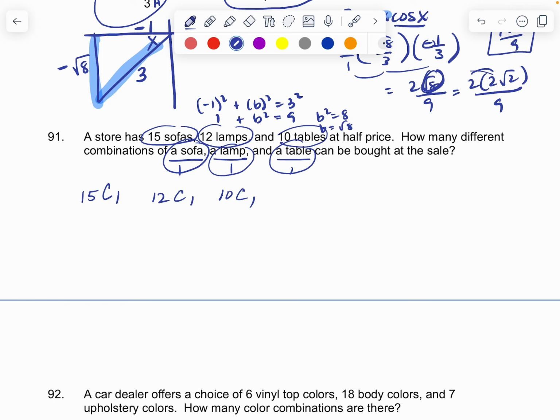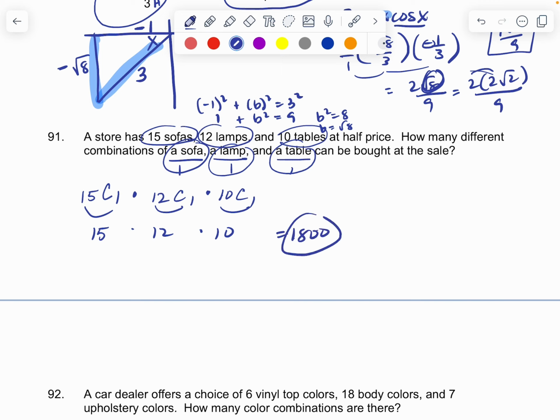And when you have 3 different events like that, you always want to multiply them together to get all the different possible combinations. Now, if you plug this into your calculator, the 15 choose 1, you should get 15. This right here is just 12, and this right here is just 10. And plugging that in, I believe it was like 1800 or something. I know I did this in class with you guys, but I don't remember. Let's try. Yep, 1800. Okay, so this is going to be 1800.